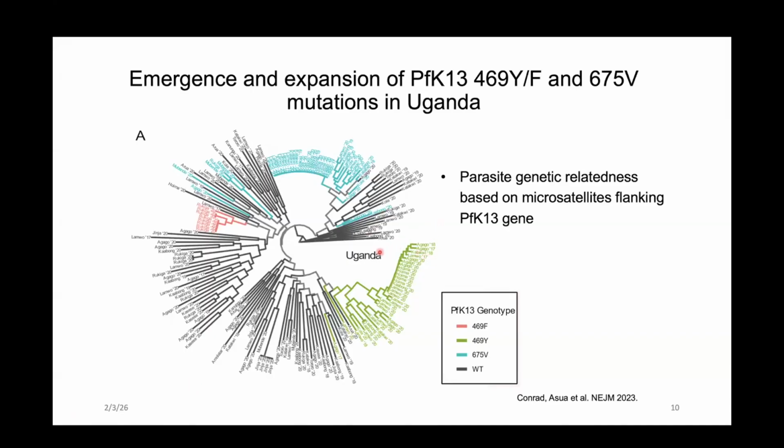So if you look at the 675V, we have this population of northern Uganda here. But again, there's also this other one here. When you look at these names, these are sites far away from northern Uganda. So it is possible that for 675V, there is more than one emergence.